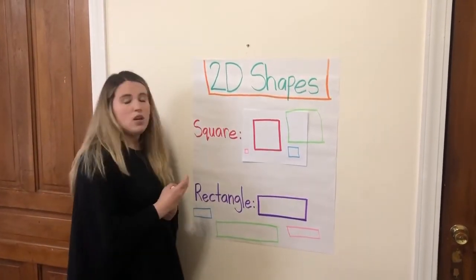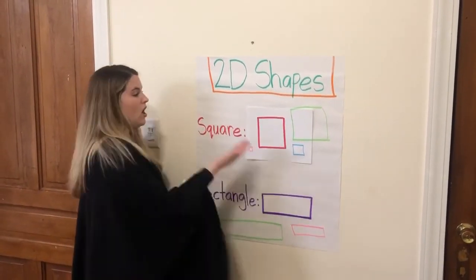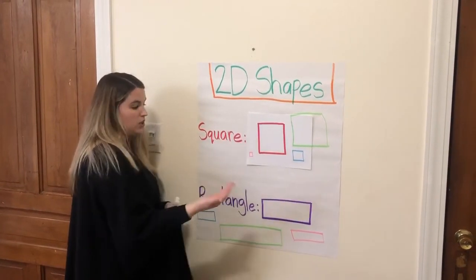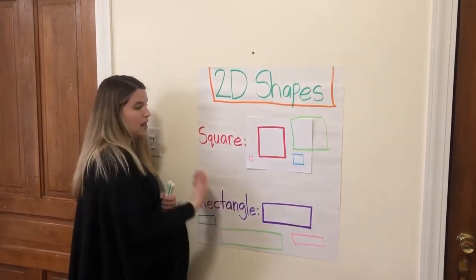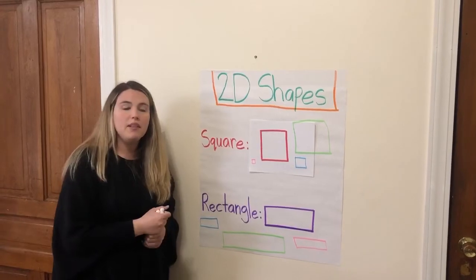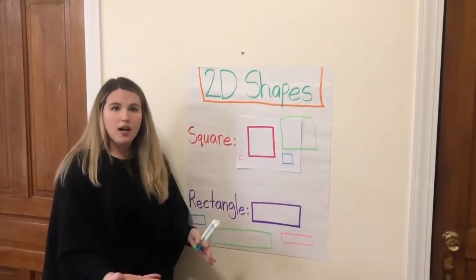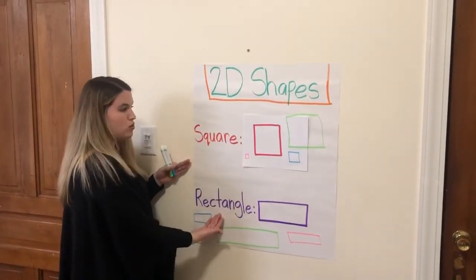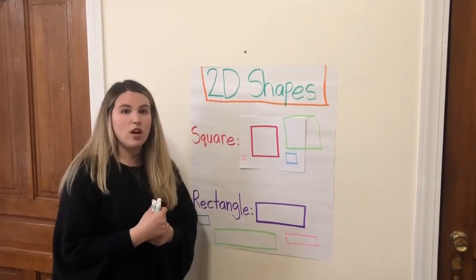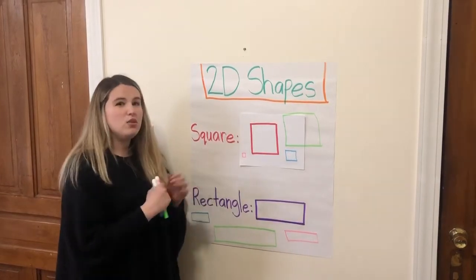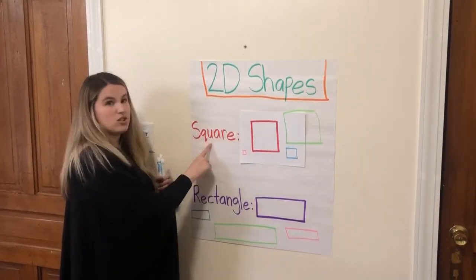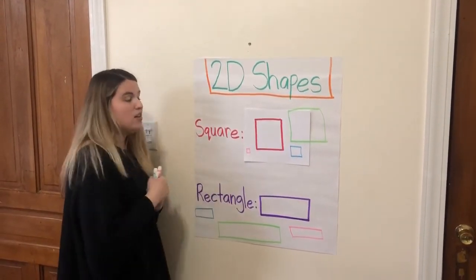Okay, boys and girls? So we just learned about a square and we just learned about a rectangle, okay? So now what I would like for you to do is go outside, go on a shape hunt. Now that you learned about these two new shapes, tell your teacher what kind of things you saw outside that looked like a square and a rectangle, because there's a lot.